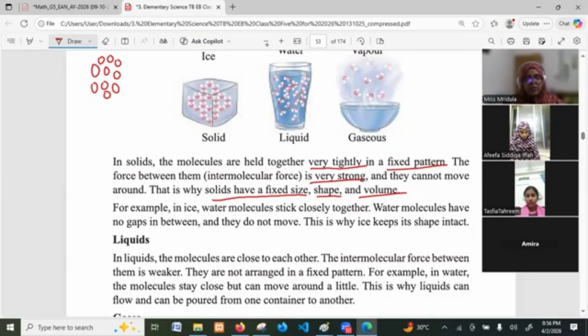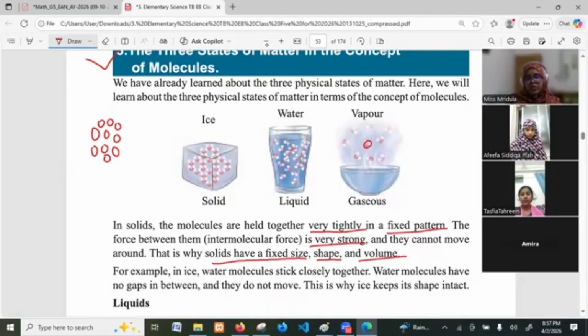For example, in water, the molecules stay close but cannot move around freely, but can move around a little. This is why liquids can flow and can be poured from one container to another. You should know that liquids don't have a fixed shape, right? So why don't they have a fixed shape? Because ওদের molecule গুলো একটু দূরে দূরে যদিও কাছে বাট একটু দূরে, এবং ওদের ভেতরে যে ফোর্সটা, অ্যাট্রাকশনটা, ওটা একটু উইক, so they move a bit.